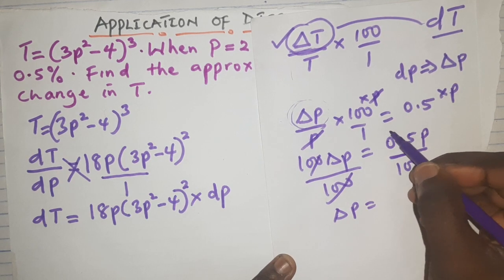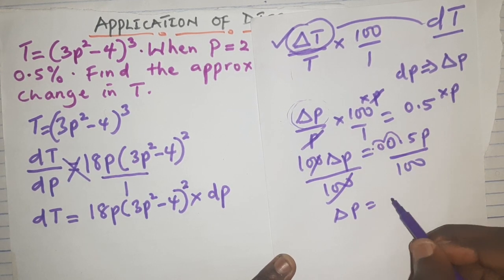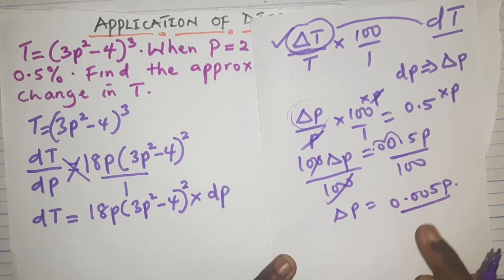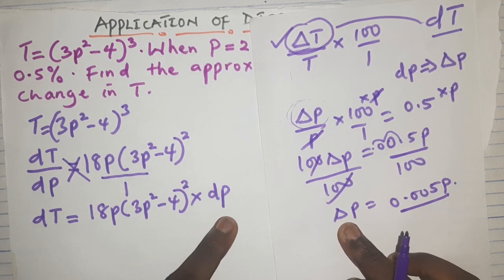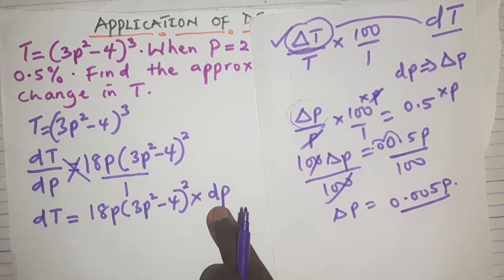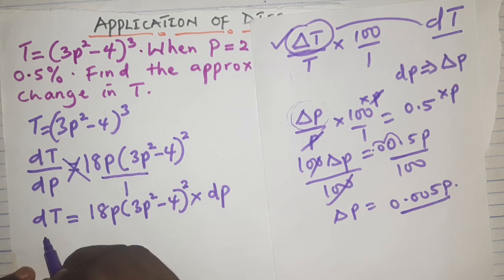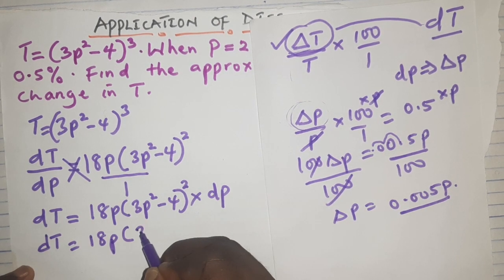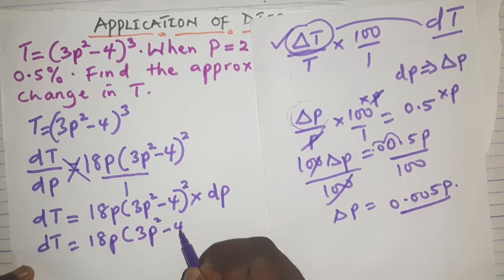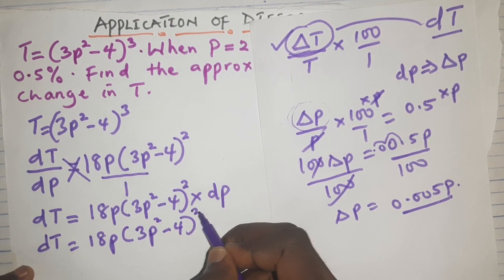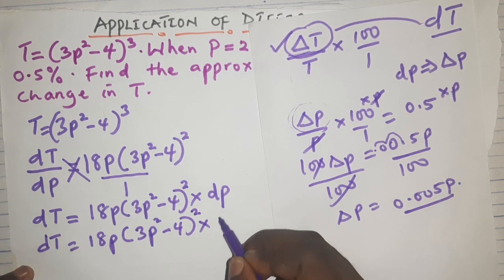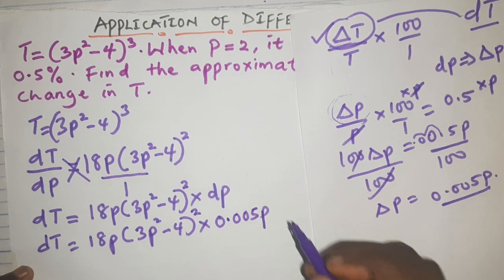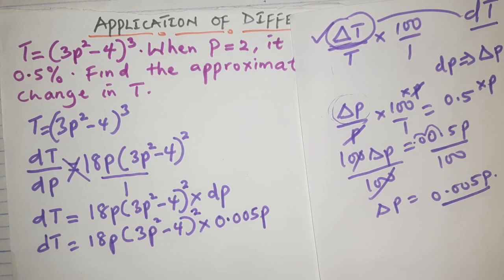I'm moving my point twice. 1, 2, the point is here. So I have 0.005p. This is the value for change in p, or the value for dp. I can now happily fix this one here. So my dt will now finally be 18p open bracket 3p squared minus 4 close bracket raised to power 2 times my dp, which is 0.005p. So finally I have the value.